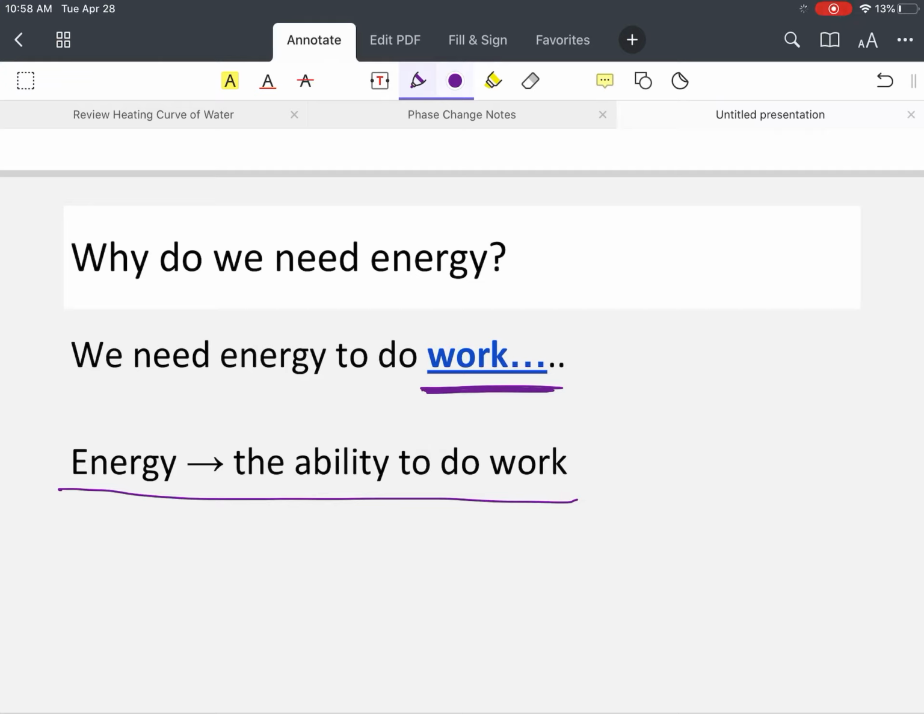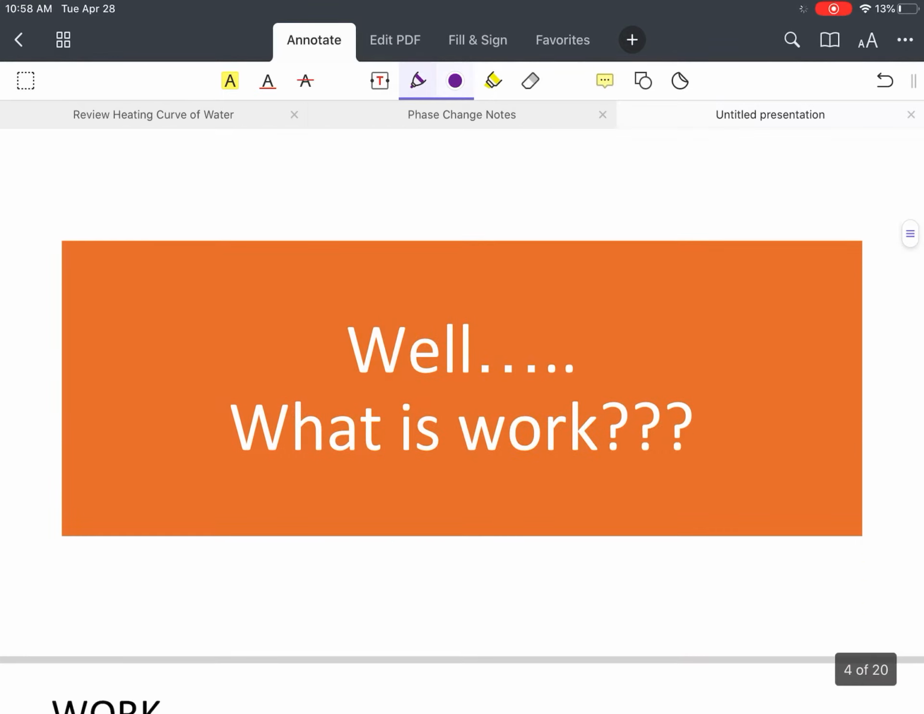Think about if you get really tired and you had to go run a mile, would you be able to do that? If you haven't eaten, let's say you haven't eaten in 2 days, would you be able to go and run a mile? Maybe lift some weights? Probably not, right? Because you don't have any energy. You can't do anything. You don't have energy, okay?